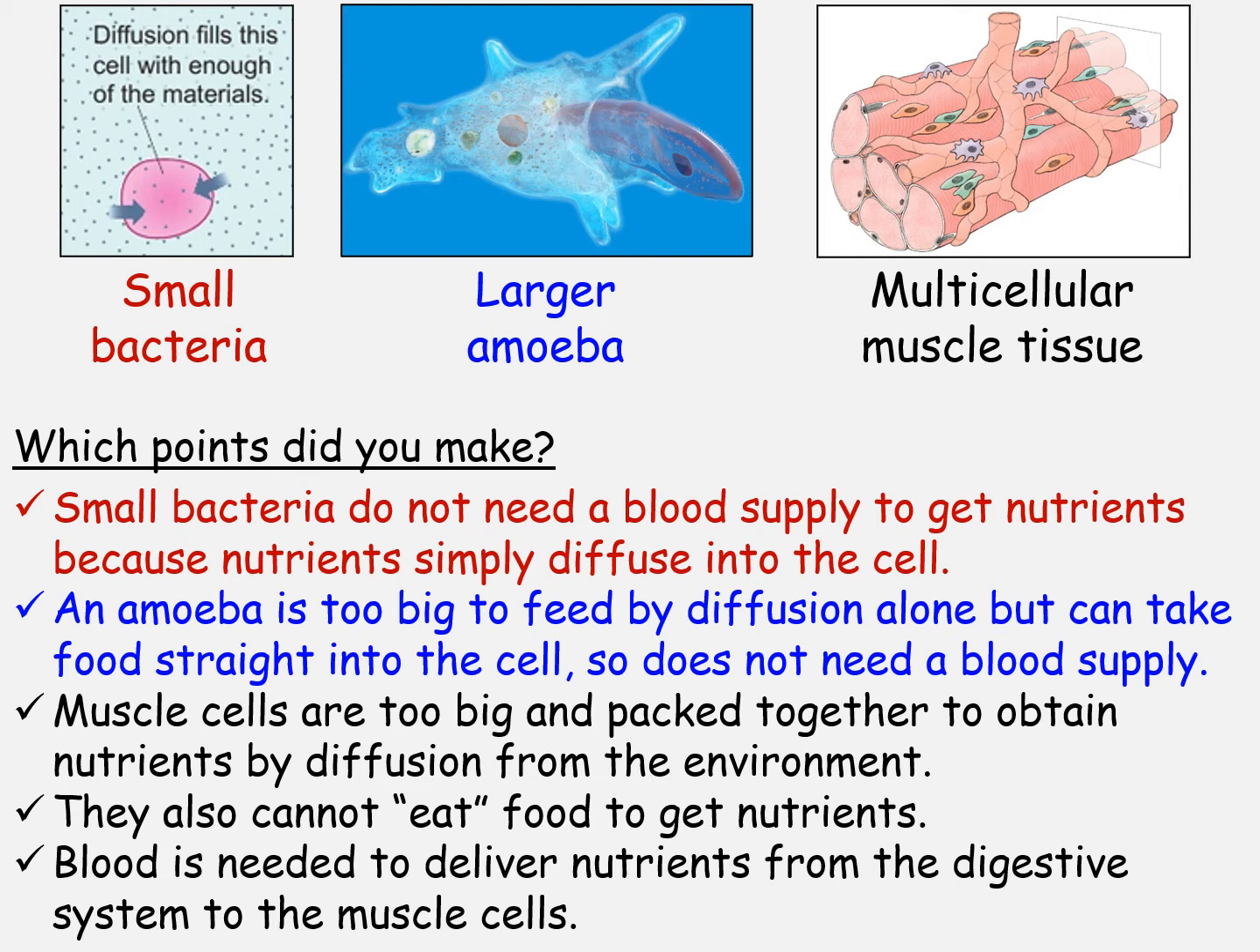There will be a bit of diffusion, but diffusion is going to take too long. It's a slow process. And so therefore, it engulfs the paramecium to be able to absorb the nutrients that it needs. It doesn't need a blood supply, however, because it's not that large.